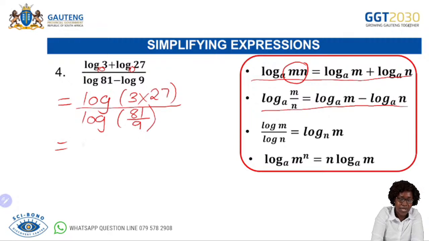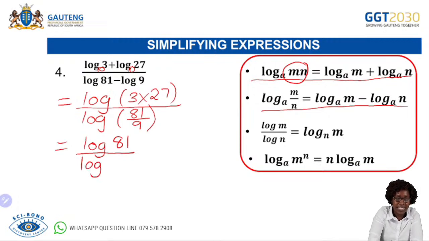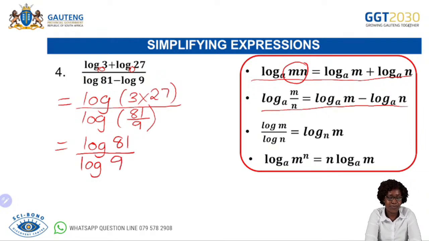Then this becomes log of 3 times 27. 3 times 27 there, I'm sure if you check, gives us 81. And then this is divided by the log of 81 divided by 9. 81 divided by 9 is 9. Now this is easy because we have done it before. We are now going to simplify the log of 81 divided by the log of 9.